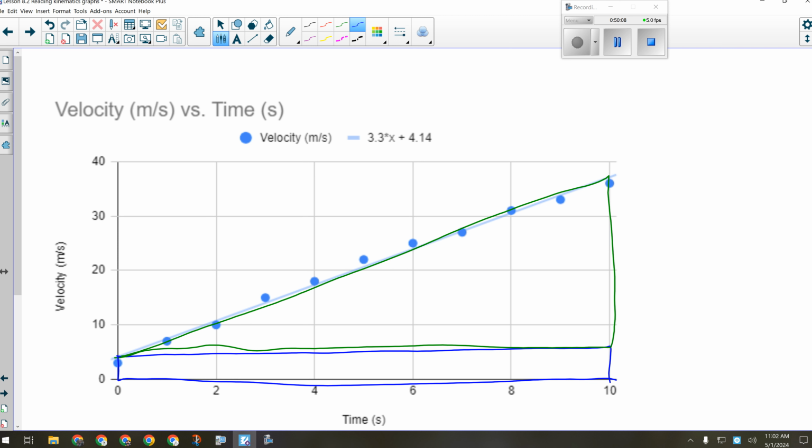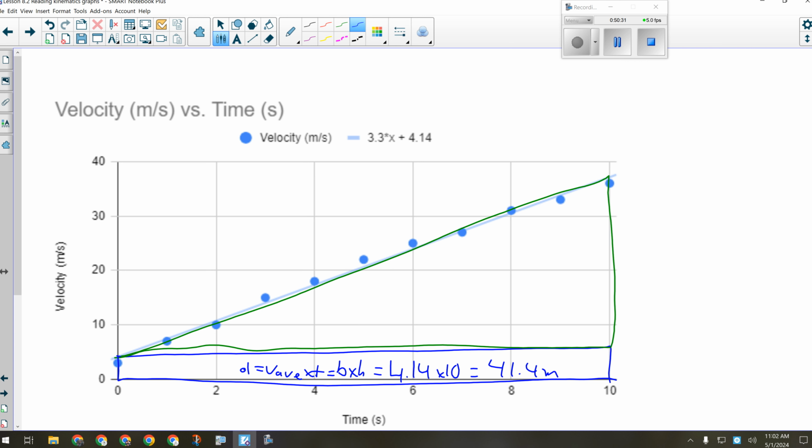So for the rectangle, the displacement is average velocity times time. In other words, base times height, because it's a rectangle. That's going to be 4.14 times 10, so 41.4 meters for the rectangle.